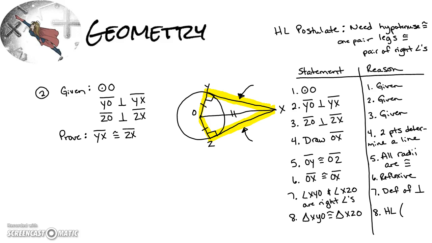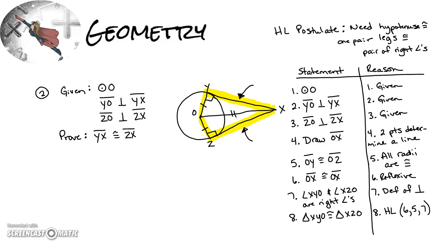Let's list the things in that order. The hypotenuse that we had congruent was OX. That was step 6. The pair of legs that we had congruent was OY and OZ, which was in step 5. And then the pair of right angles that we just said that we had was in step 7. So that's how HL came to be in this figure.